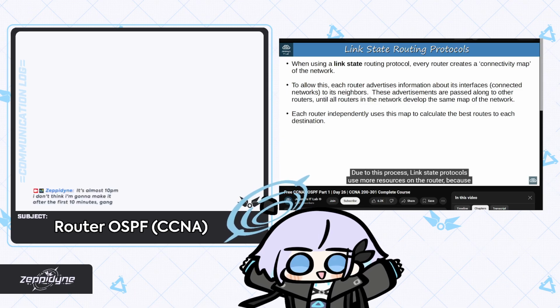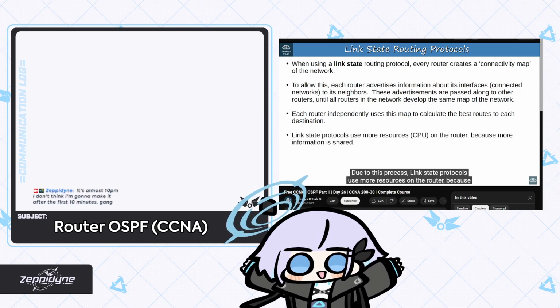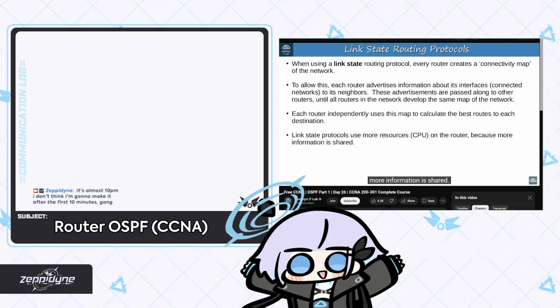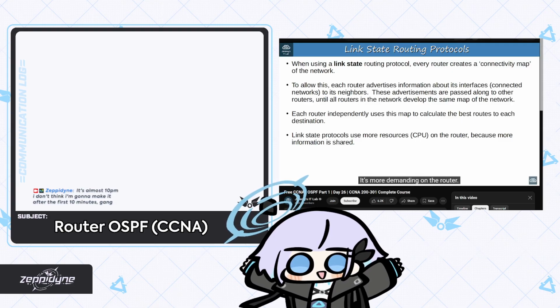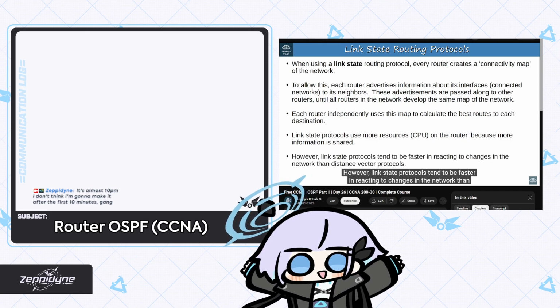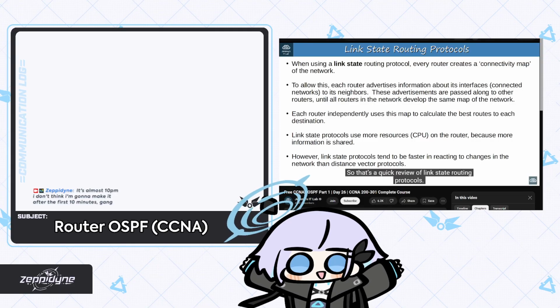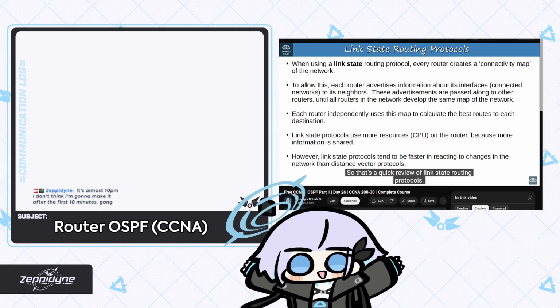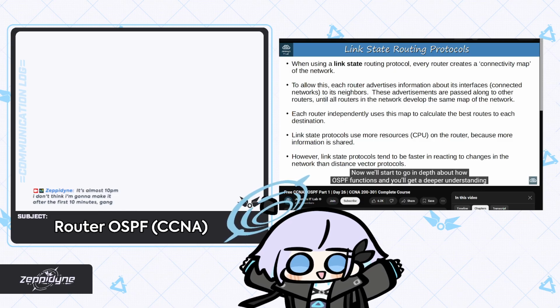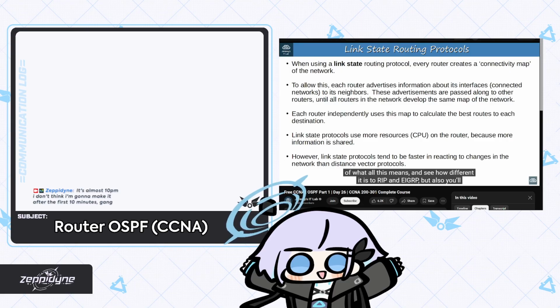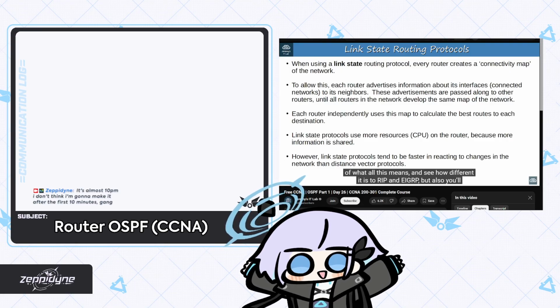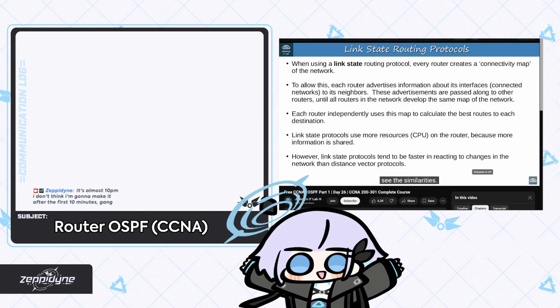Due to this process, link state protocols use more resources on the router because more information is shared. It's more demanding on the router. However, link state protocols tend to be faster in reacting to changes in the network than distance vector protocols. So that's a quick review of link state routing protocols. Now we'll start to go in depth about how OSPF functions, and you'll get a deeper understanding of what all this means, and see how different it is to RIP and EIGRP, but also you'll see the similarities. So let's get started with OSPF.